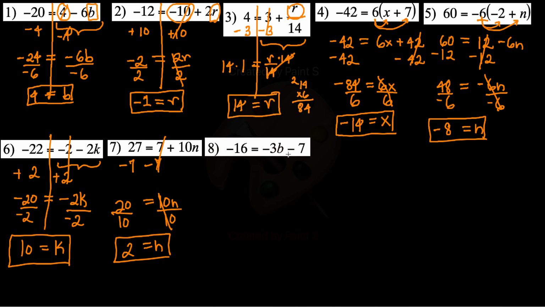And here, now again, you want to work your way from further away from b. That's a minus 7 that you want to get rid of to start. So you add 7 on both sides. You're going to get negative 3b, because negative 7 plus 7 is 0, and then negative 3b plus 0 is just negative 3b. Negative 16 plus 7 is negative 9. Now you want b by itself. The operation to undo this multiplication is division. So you divide by negative 3 on both sides. You get b is equal to 3, and you're done.